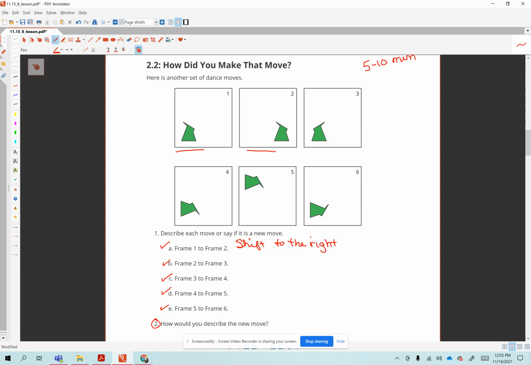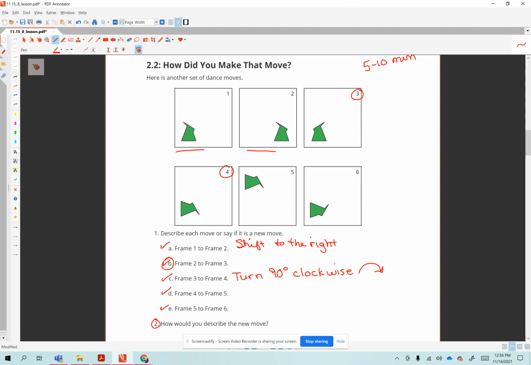When we move from frame 2 to frame 3, this is our new move. When we move from frame 3 to frame 4, I hope you saw what was going on there. We have a turn. The figure has turned 90 degrees clockwise. Clockwise is simply the way the clock goes around in analog time.